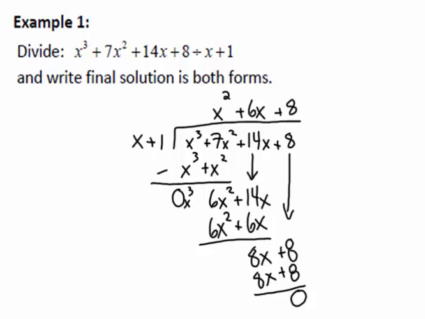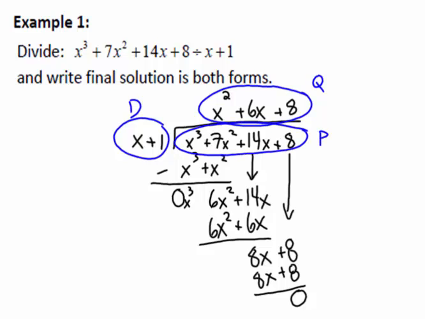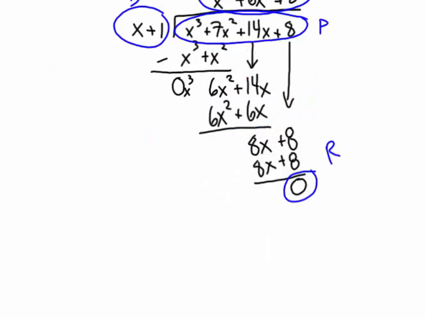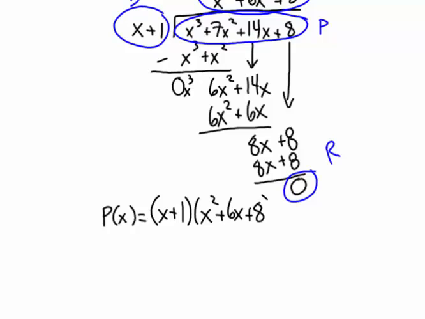Before we write the solution, we want to make sure we know what everything is. Here is our d, our divisor. Here is our quotient. Our polynomial is underneath. And in this case, here is our remainder. So if we wanted to write this in our two forms, we could start with p of x is equal to our divisor, x plus 1, multiplied by the quotient, x squared plus 6x plus 8, and in this case we have no remainder, so there is one of our forms.